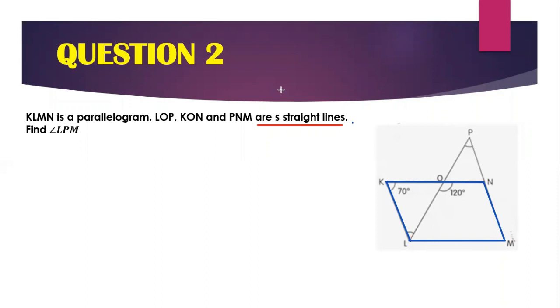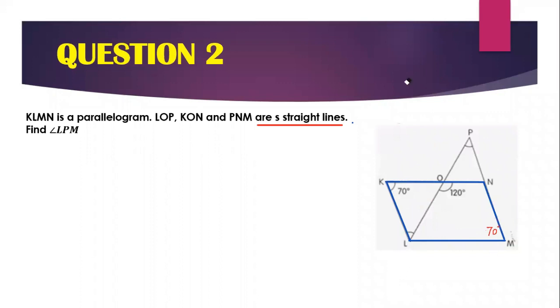Okay, very good. This is about parallelogram, right? So what is the concept of parallelogram? So very easy, right? 70 degrees for angle K. So automatically here is 70 degrees, right, everyone? Very easy, 70 degrees. Is it clear? Good.